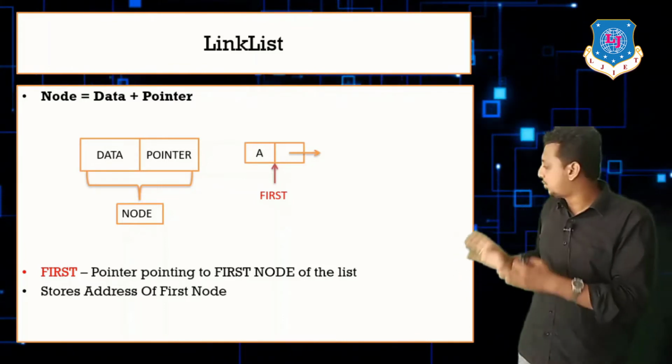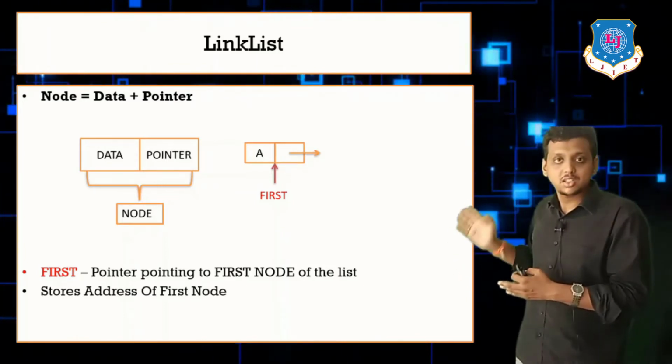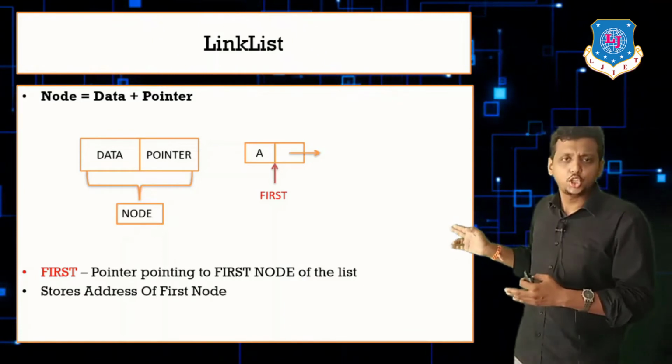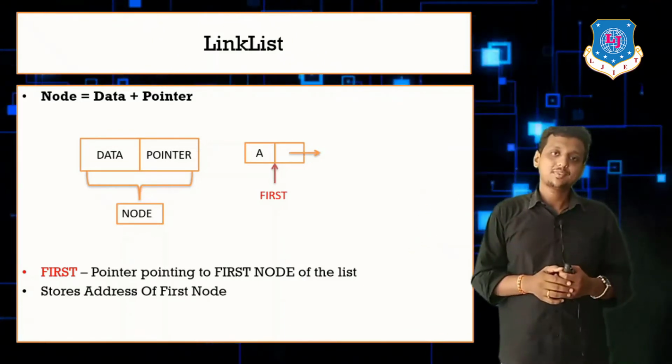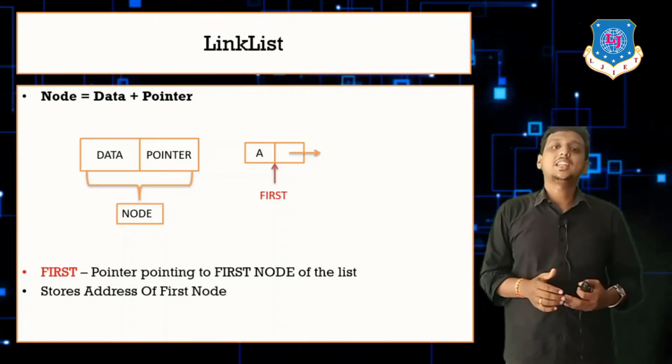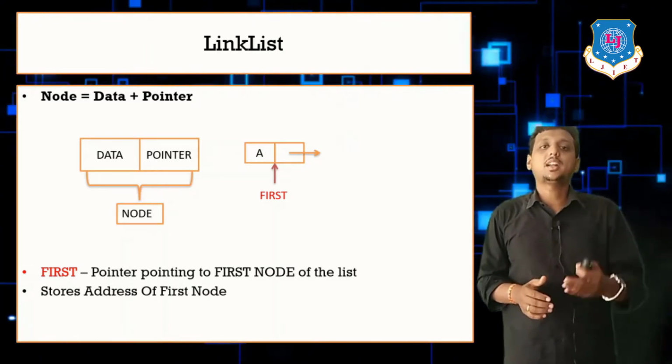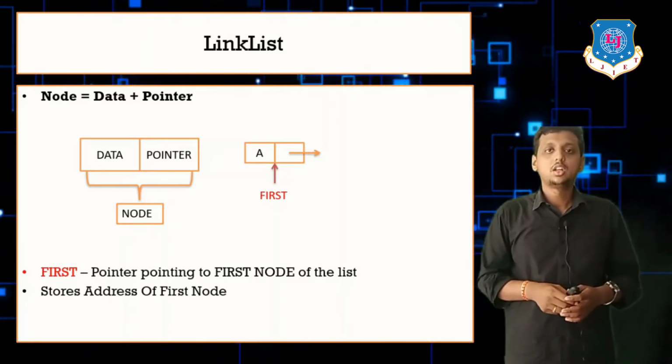Right now, first is a pointer. First is our pointer which is pointing to node A. That's why we can easily say that first stores the address of the first node of the linked list.